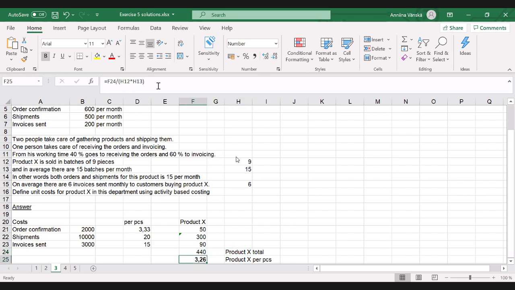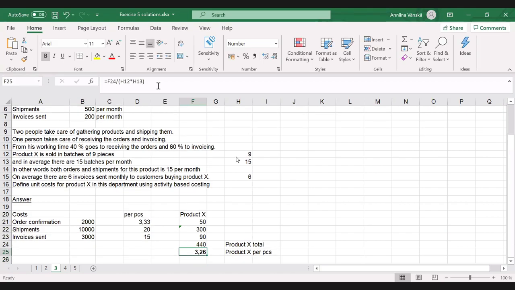And then we also calculated how many products there are. If there are 9 products in each batch, 15 batches, how many products are there altogether, and knowing the total cost, the total cost divided by the product amount. So then we get that it's 3.26 euros for each of the product X. That's the unit price then.